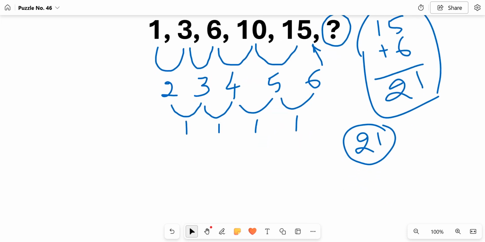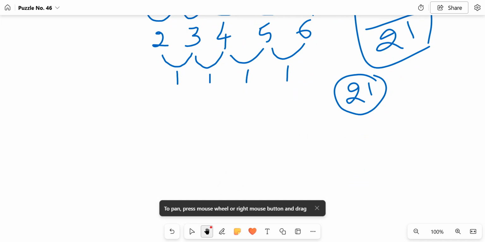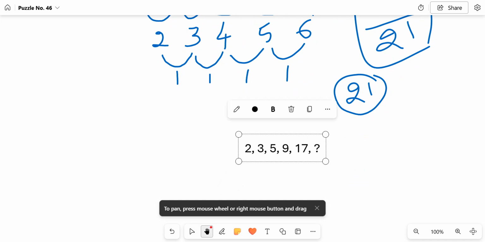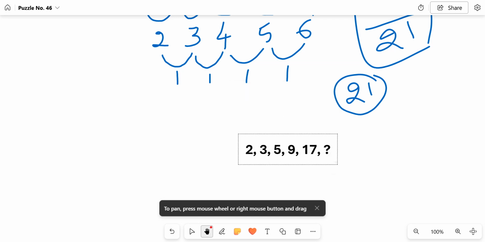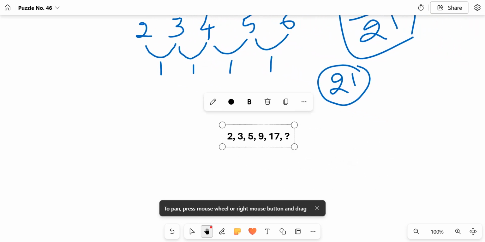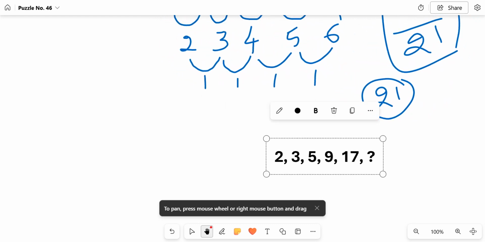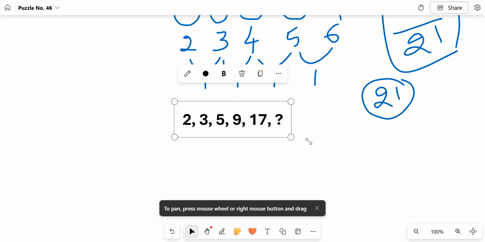Let us see the puzzle I will give you for you guys to solve. So this is the puzzle. Try it by yourself. Let me know in the comment section what is the answer for this particular puzzle.